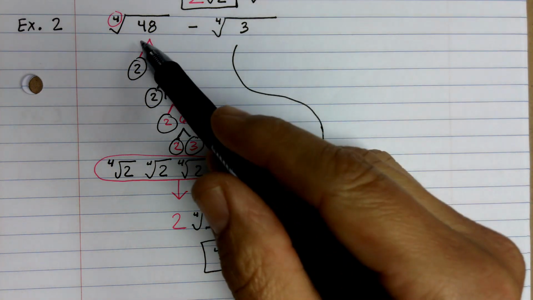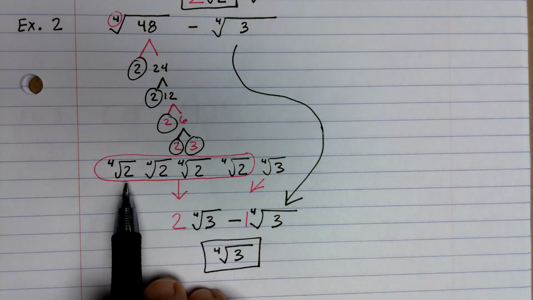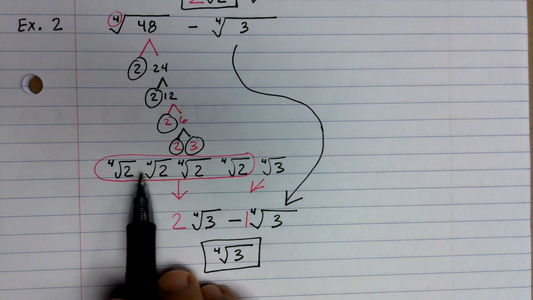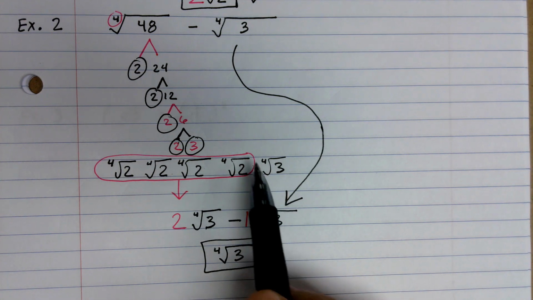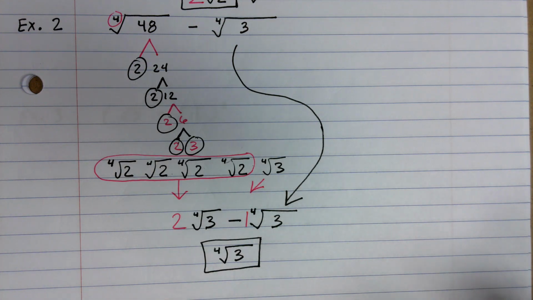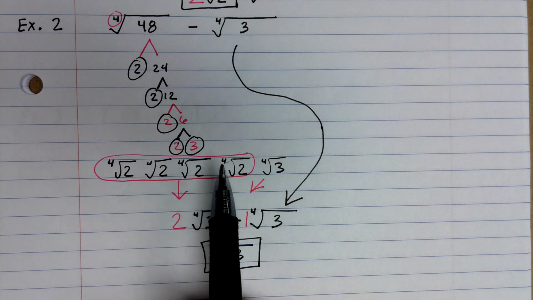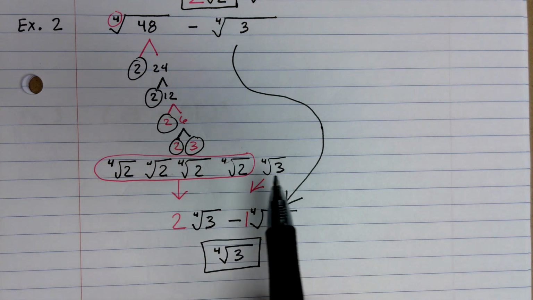Now some of you may have realized that as you were taking this apart, but I didn't until I broke it apart. And then once I saw I had 4 2's, I said, well, what's 2 times 2 times 2 times 2? And I thought, well, that'd be 16. So that's just something else, right? If you recognize a perfect fourth root, a perfect cube root, a perfect square root, you can always pull those out instead of continuing to break this down until you get to a prime number.